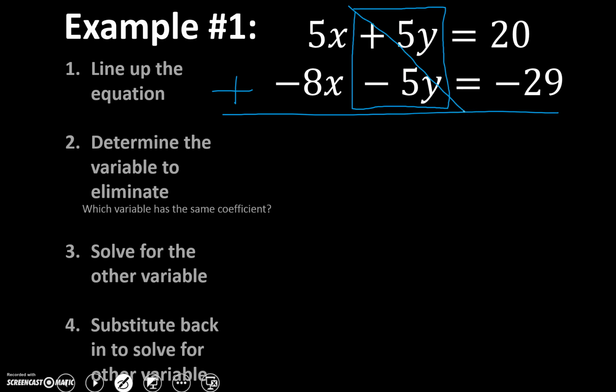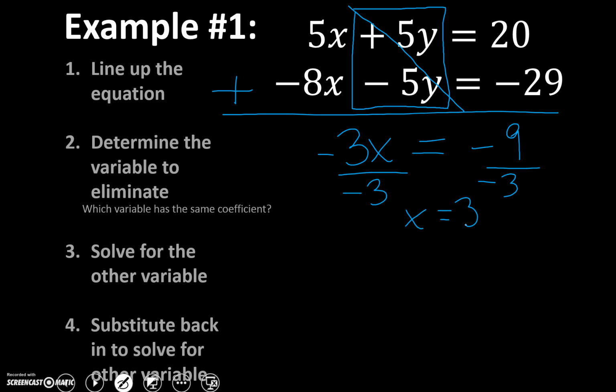5 plus negative 8x gives us a negative 3x. 20 plus negative 29 gives us a negative 9. So now I'm going to divide both sides by negative 3, and I get the value of x is equal to 3. So that's step 2.